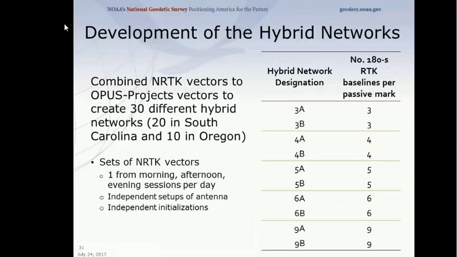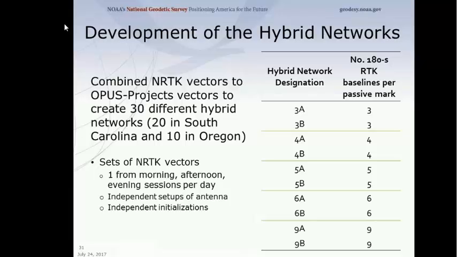And then we started building hybrid networks. For Oregon, we ended up building 10 hybrid networks for testing. Of course, if you were to do this in practice, you would only need to build 1. What we wanted to see was what happened if we did 3 shots per mark versus 4 shots per mark versus 5 shots. We were trying to figure out how many shots per mark we have to do to derive an ellipsoid height to less than 2 centimeters at 95% confidence.